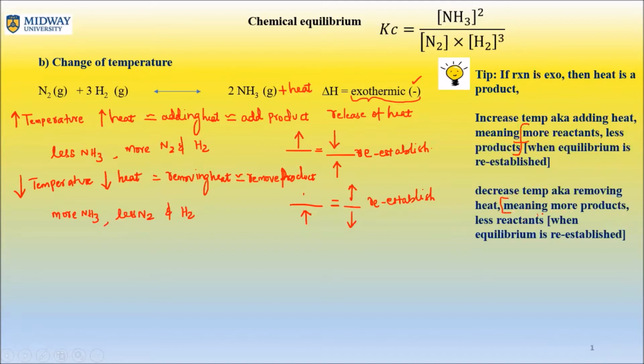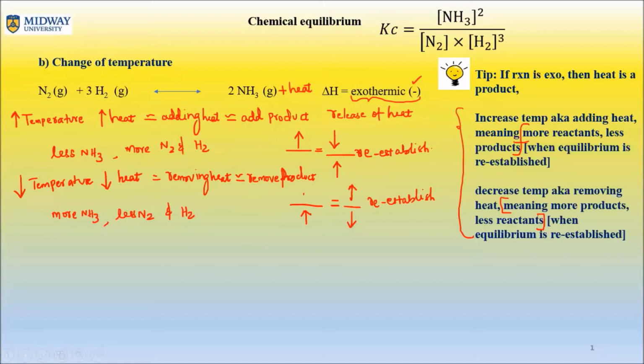More reactants, less products. If you decrease temperature means you're removing heat, means the final outcome is you have more products and less reactants. So I have explained it here in more detail, but I've also summarized it through the tip here. Okay, just remember that. And again, this can only be achieved through practice. At least you practice one problem, you're going to get it.